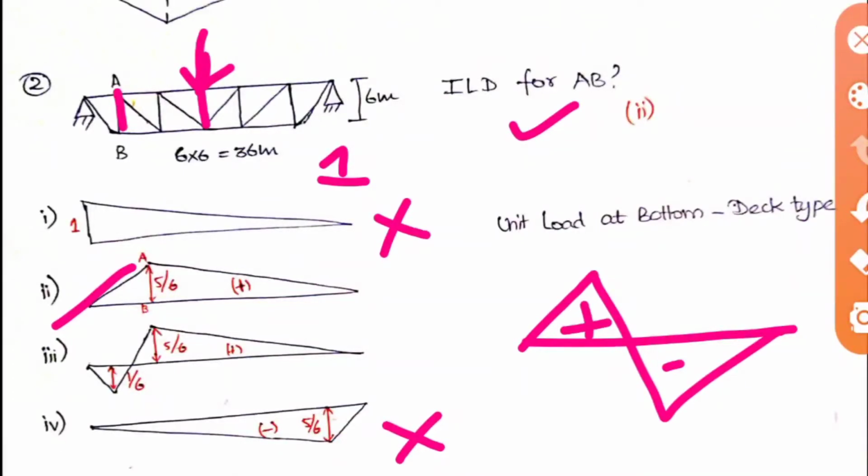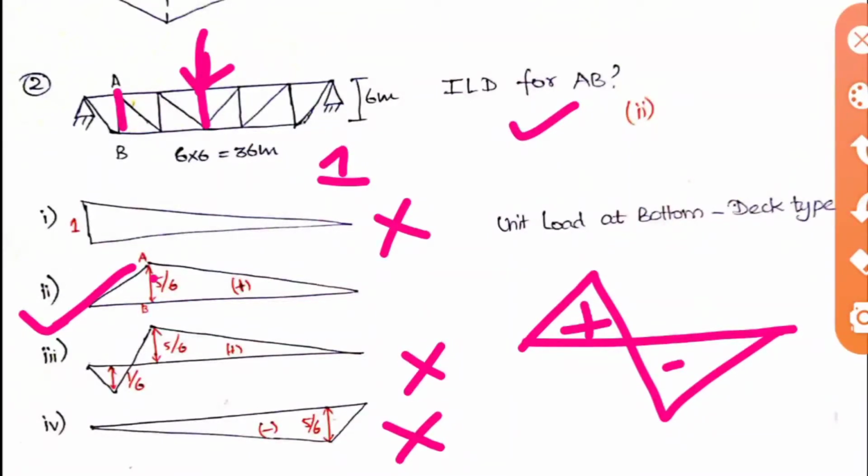But in option C, if you see, AB is in compression. This cannot happen at all, so that also should be a wrong answer. Here only option 2 is the right answer. You may think why it doesn't fall here and go like that. It depends on the structure.